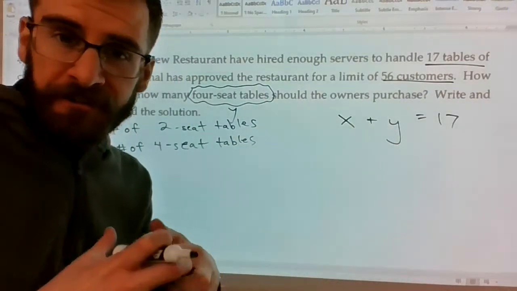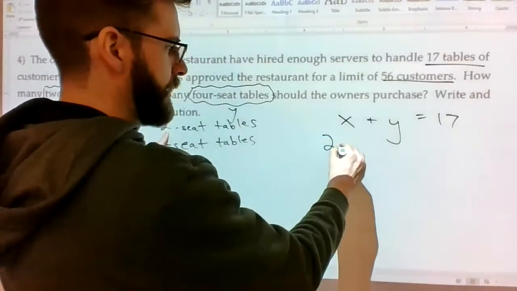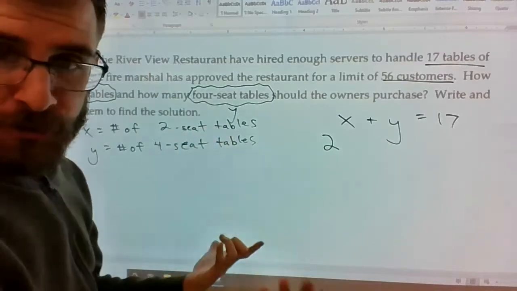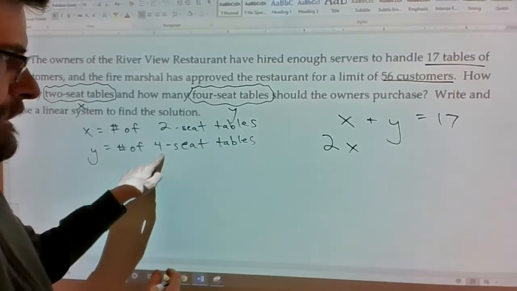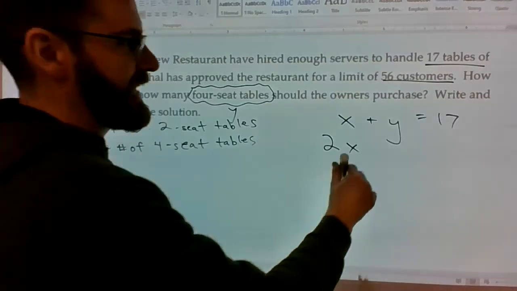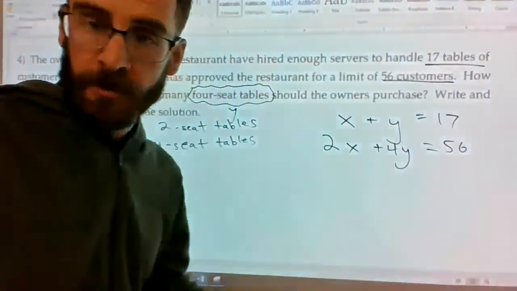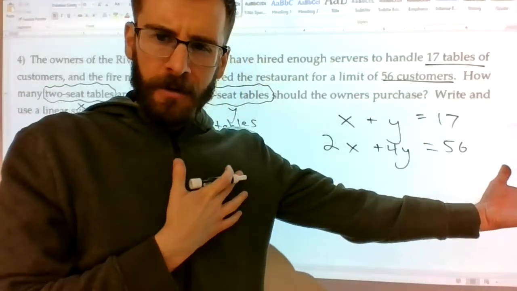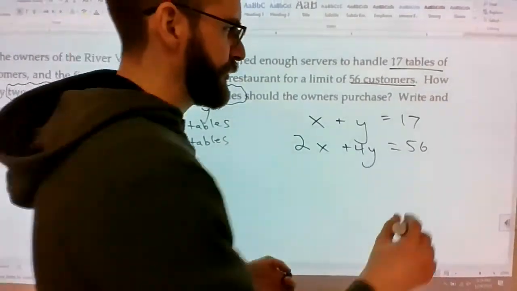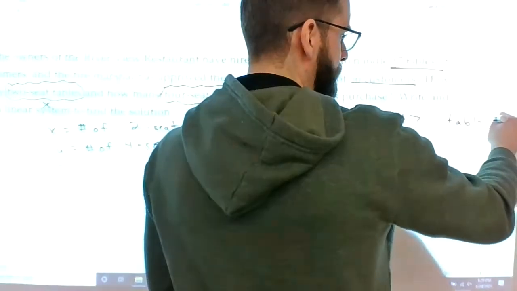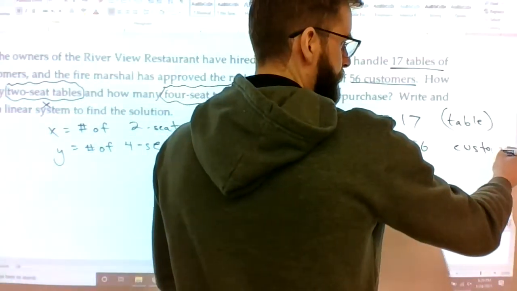Furthermore, the number of customers sitting at those tables will be 2 customers for every X table, right? There's 2 customers at a 2-seat table, and there's 4 customers at a 4-seat table. So 2x plus 4y, that's how you're going to come up with the 56 customers. So it's kind of like we had a table equation and a customer equation. If you want to document that in your notes, that's how these equations came about. These are all about the tables. These are all about the customers.